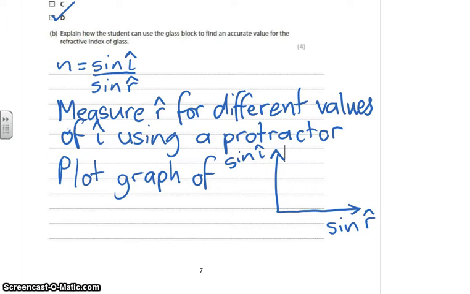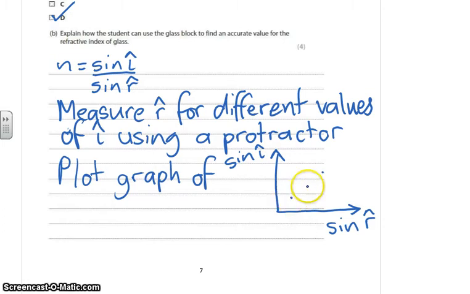Now you could, after you'd measured the angles, just calculate sine i and sine r for each value and calculate n that way using a calculator. But that wouldn't give you the maximum marks for this question, because that's not the best technique. That doesn't give you a weighted average of which point's the strongest and closest to the line. So you're going to plot a graph of sine r on the x-axis and sine i on the y-axis.